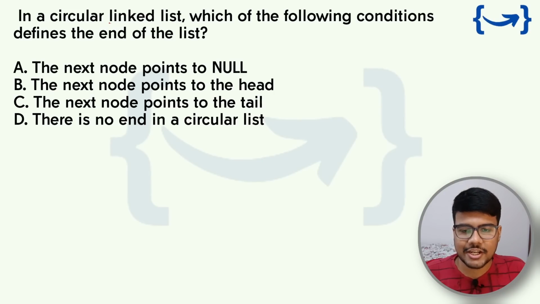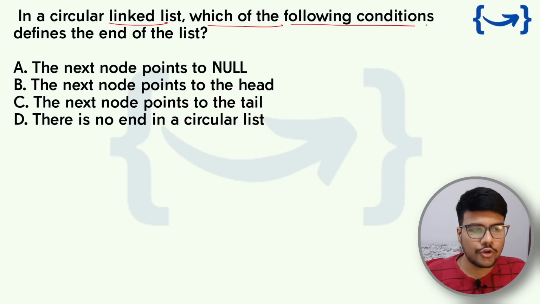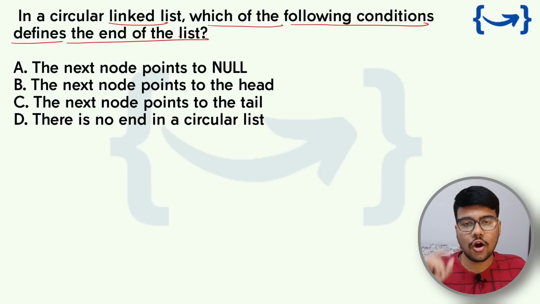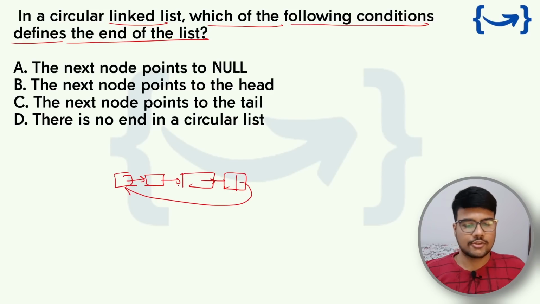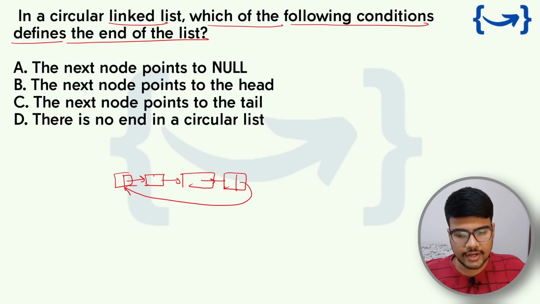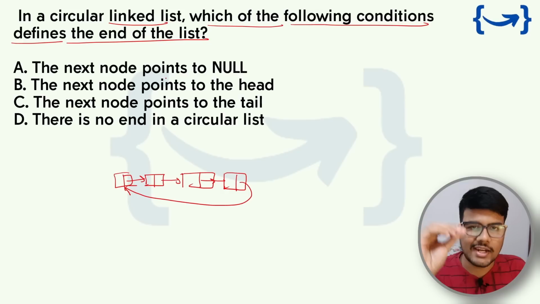Okay, in a circular linked list, which of the following conditions defines the end of the list? So guys, you might know the circular linked list may look like this, and let's say this is the last node which is connected to the very first. So this is the structure of a singly circular linked list. Okay, so now let's see the options.